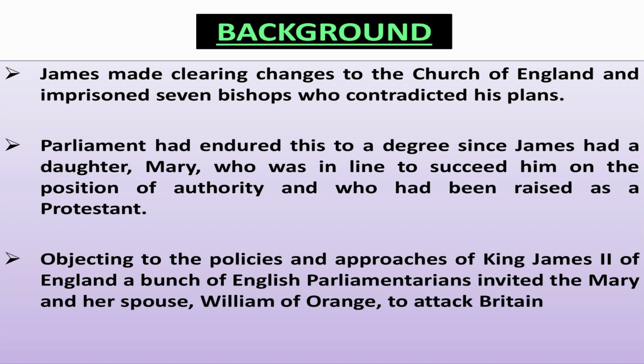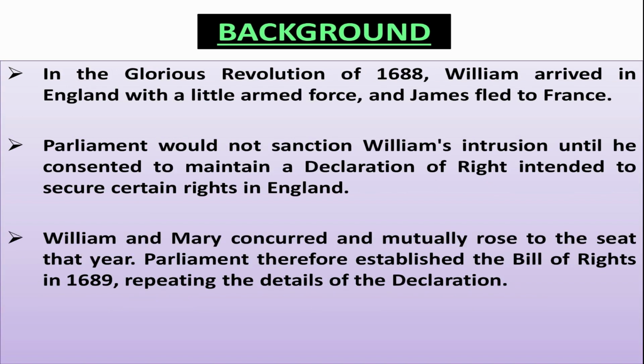Objecting to the policies of King James II of England, a group of English parliamentarians invited Mary and her spouse William of Orange to invade Britain, so that he and Mary might rule together. William was the head of the Dutch provinces. He was a Protestant. In the Glorious Revolution of 1688, William arrived in England with a small armed force, and James fled to France.